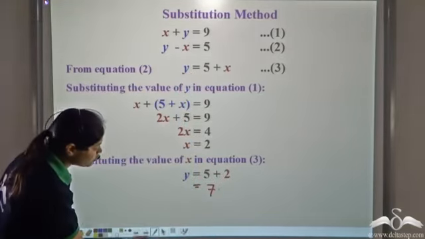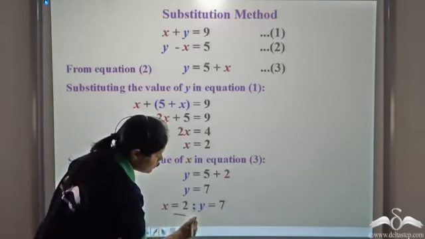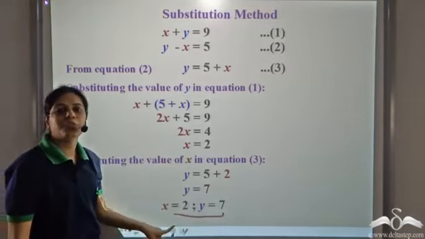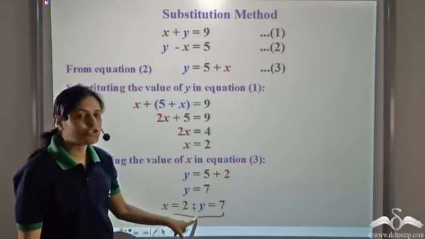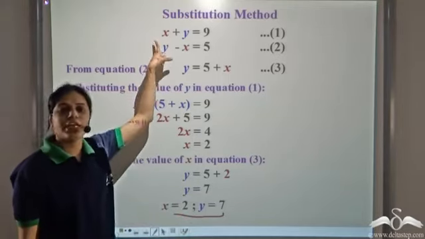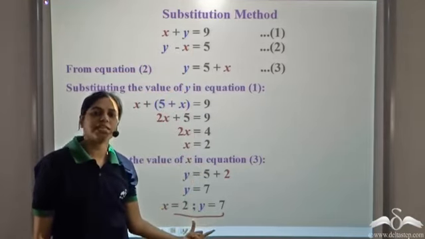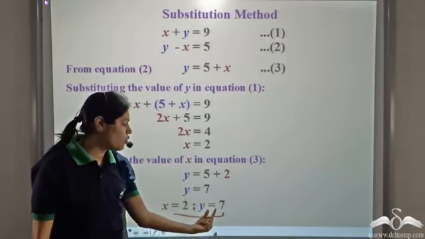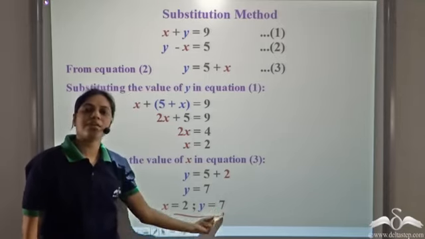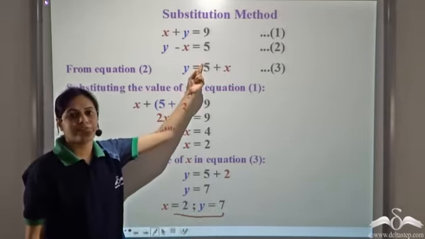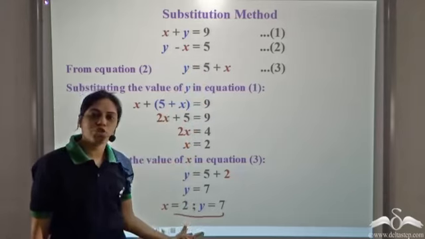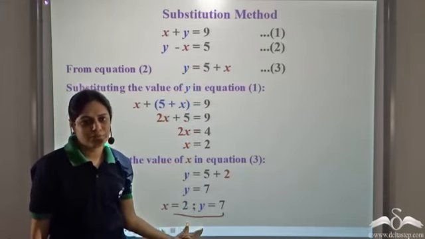Now we have got the solution: x is equal to 2 and y is equal to 7. This solution satisfies both the equations simultaneously. These are two numbers such that their sum is 9. Also, y minus x, that is 7 minus 2, gives us 5. And we have got this solution by substitution method.